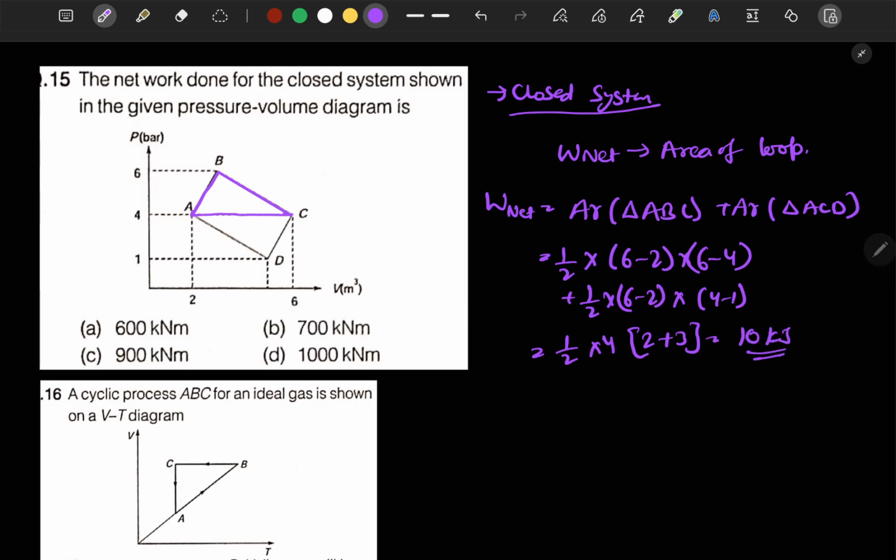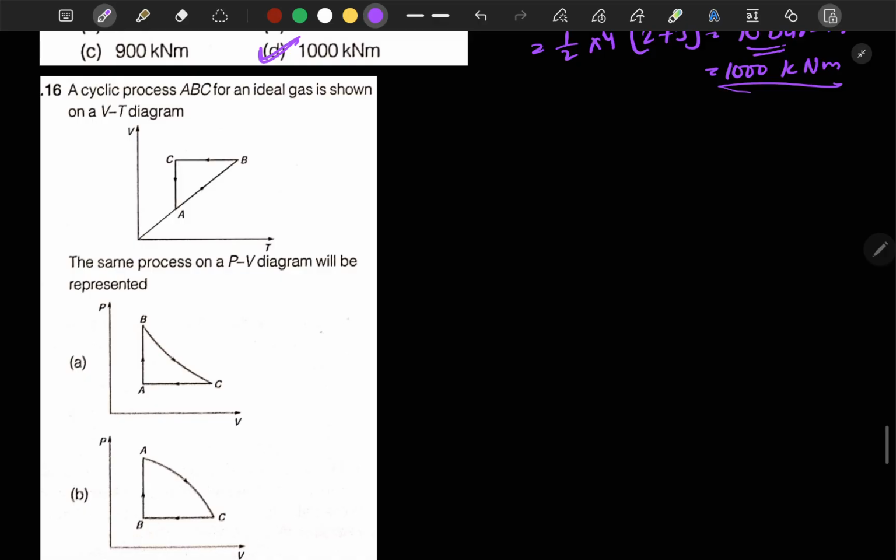Sorry, 10. Since the pressure is in bar and volume in meter cube, we can write it as 1000 kilojoule, or 1000 Newton meter. Answer is D. Okay, so moving to question number 16.